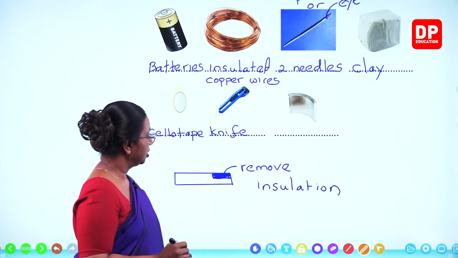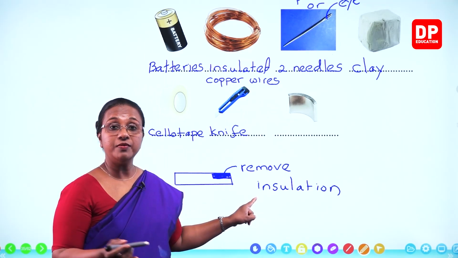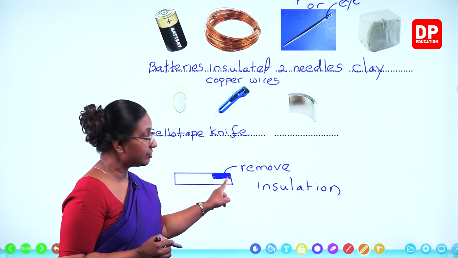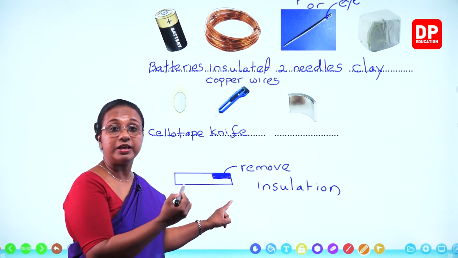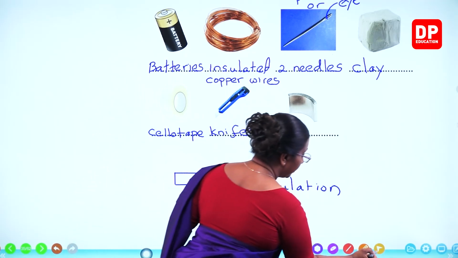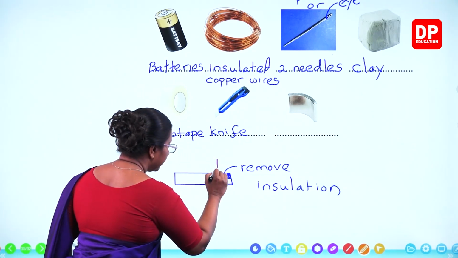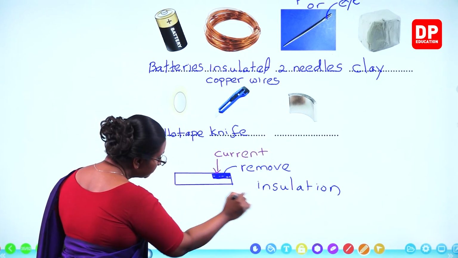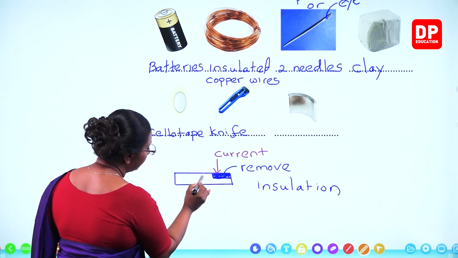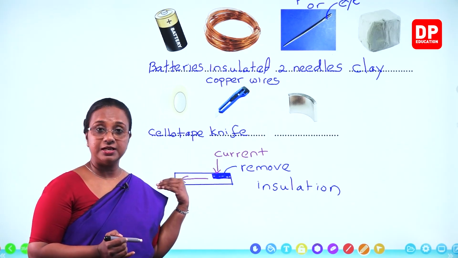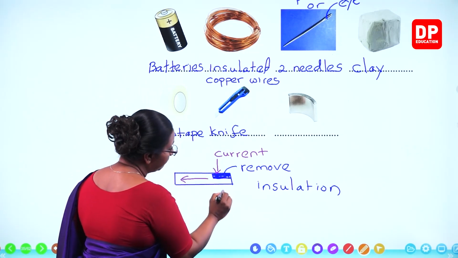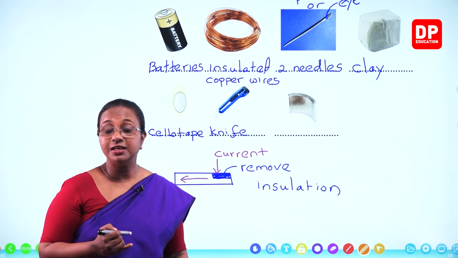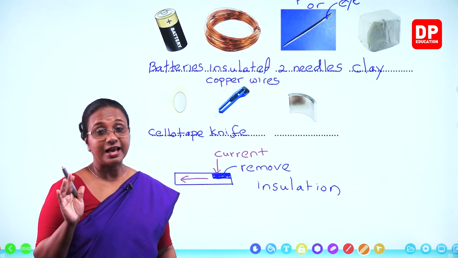Removing insulation. Where the insulation is removed, current will flow through it. If there is insulation, then current cannot flow into that. You have to remember, current flows through the part where the insulation has been removed. So into this current will flow and then flows through the conductor. But here current cannot flow in because this part is insulated. So from outside, current cannot enter into the conductor. You all can understand that.